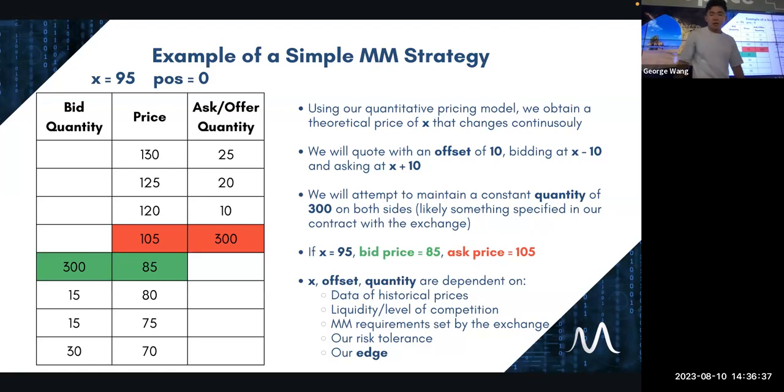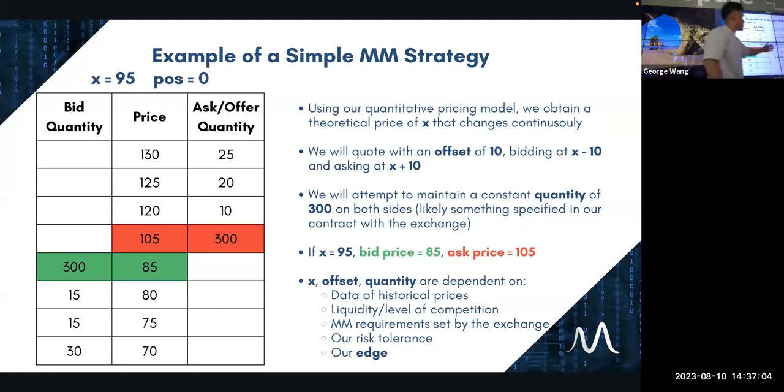Now, liquidity and level of competition. The more people competing, the more people trading in this market, means that the prices are probably going to be shrinking, or the bid-ask spread is going to shrink, because that means more competition. And we still have a pretty big spread here, 20% of say 100. So then you might change your offset to be maybe something like 5.